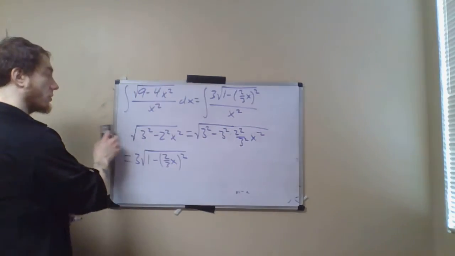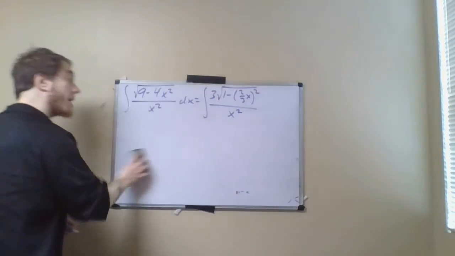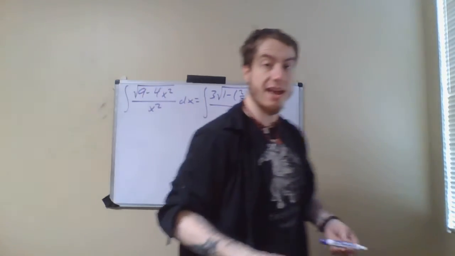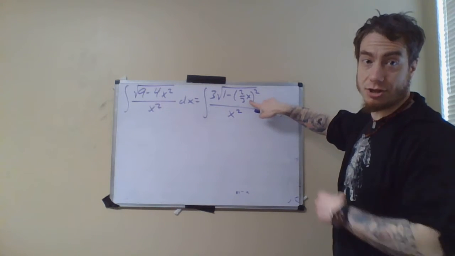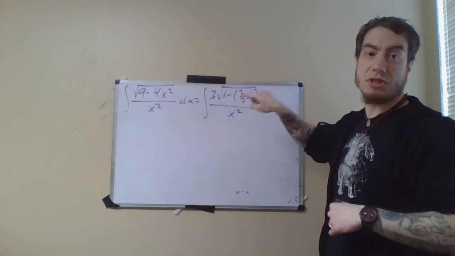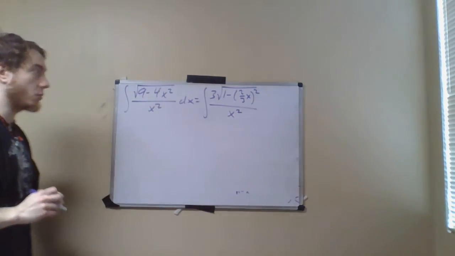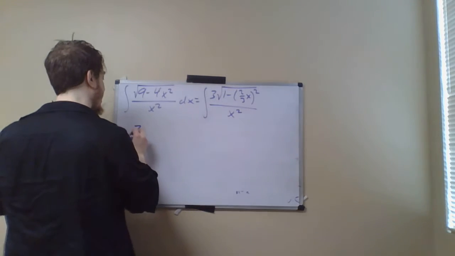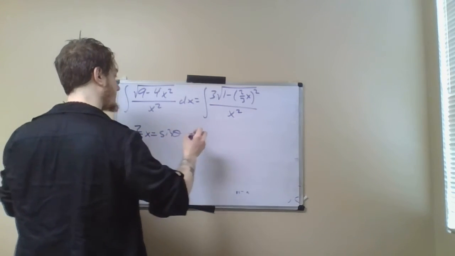Now, what I'm going to do, and I'm going to have to erase this in order to do it, is say, okay, if 2/3 x were a trig function, this could be handled with the Pythagorean identity, right? Exactly like we handled the last one. So I'm just going to say, let 2/3 x be equal to sine theta.